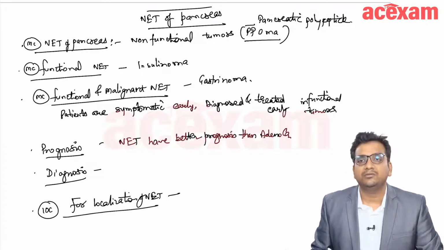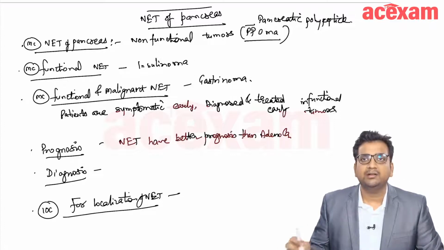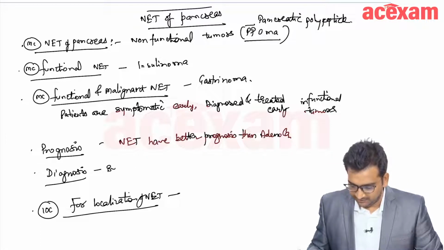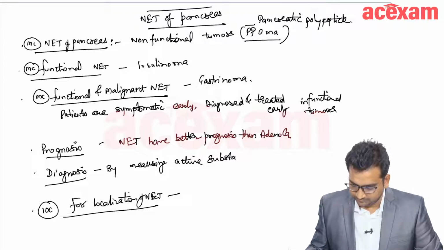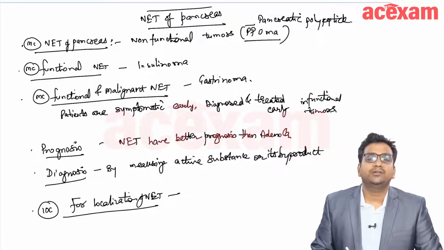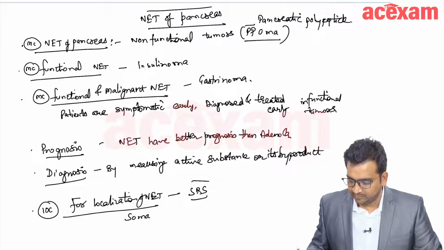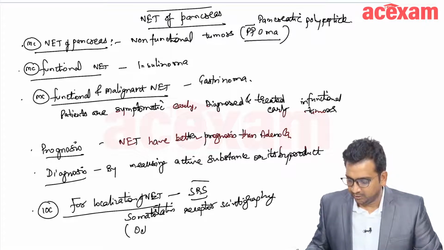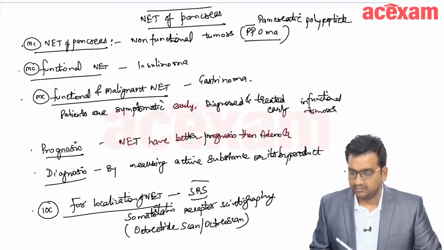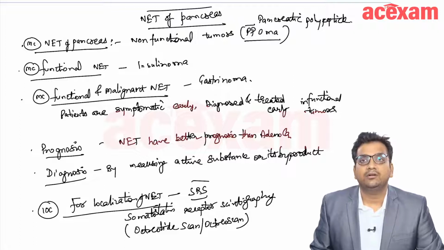And regarding the diagnosis, I told you the diagnosis is made by the measurement of the active substance or the byproduct of the active substance. So diagnosis by measuring active substance or its byproduct. And for localization of the neuroendocrine tumor, we will have to use somatostatin receptor scintigraphy, SRS. SRS stands for somatostatin receptor scintigraphy. Other names are octreotide scan or octreoscan. Okay, so they can also ask you, octreotide scan is used for neuroendocrine tumor of pancreas.